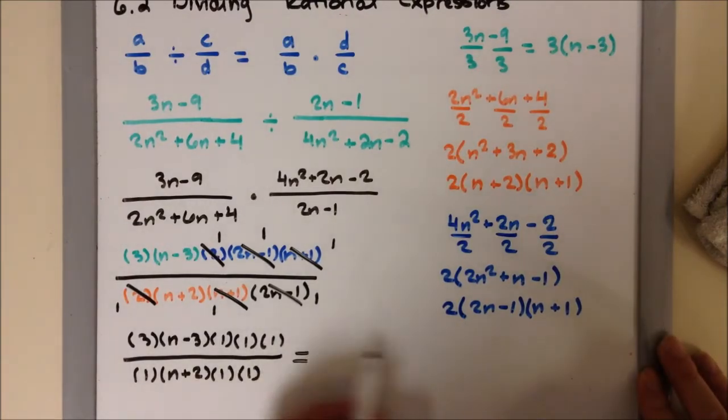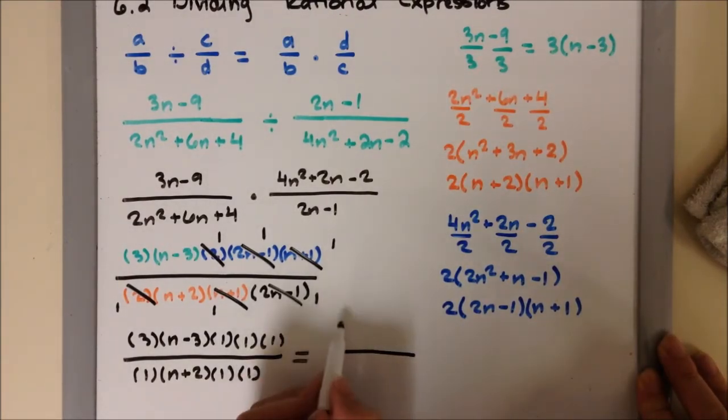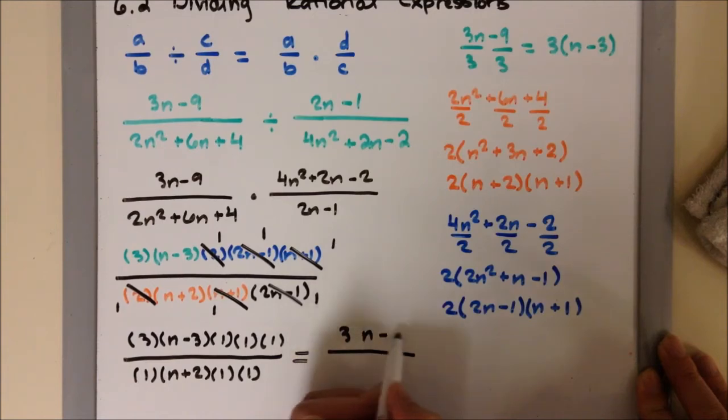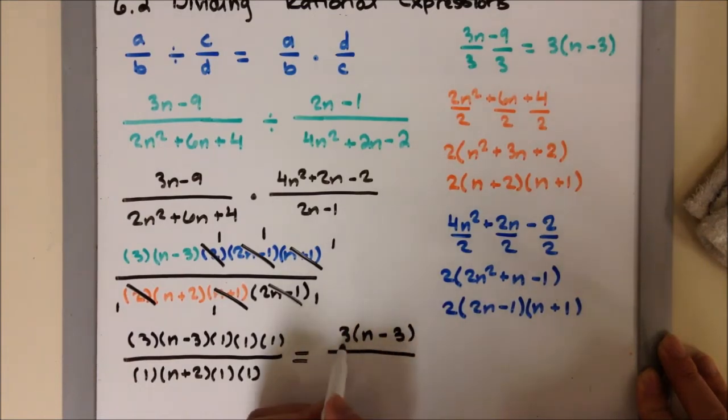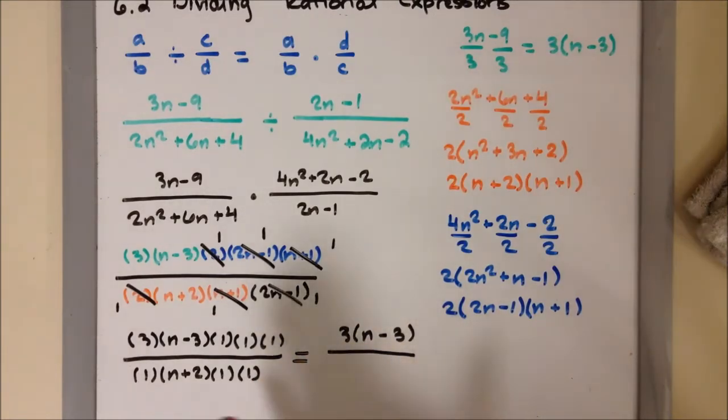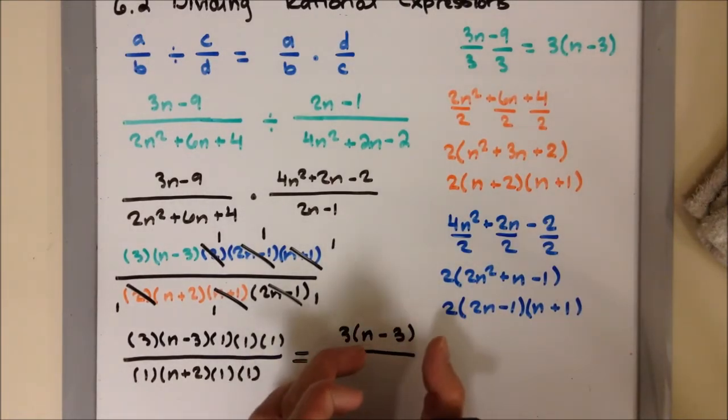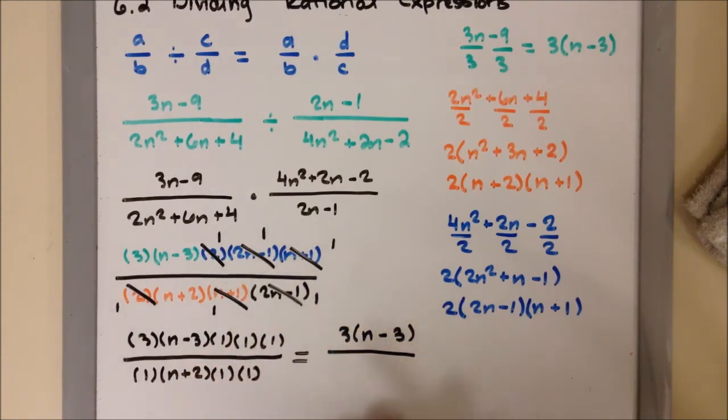So in my numerator, it will be 3n minus 3. I didn't put the parentheses on the 3 anymore because, since it's just a number with a binomial factor, you don't need the parentheses anymore. In my denominator, 1 times my binomial n plus 2 will be n plus 2. N plus 2 times 1 will be the same, and n plus 2 times the last one will be the same. So my denominator will be n plus 2, and that will be our final answer.